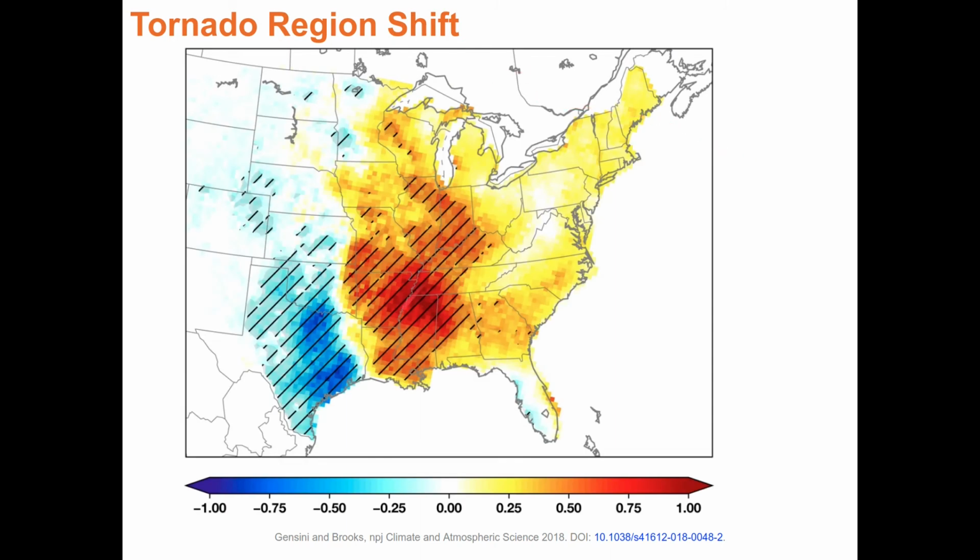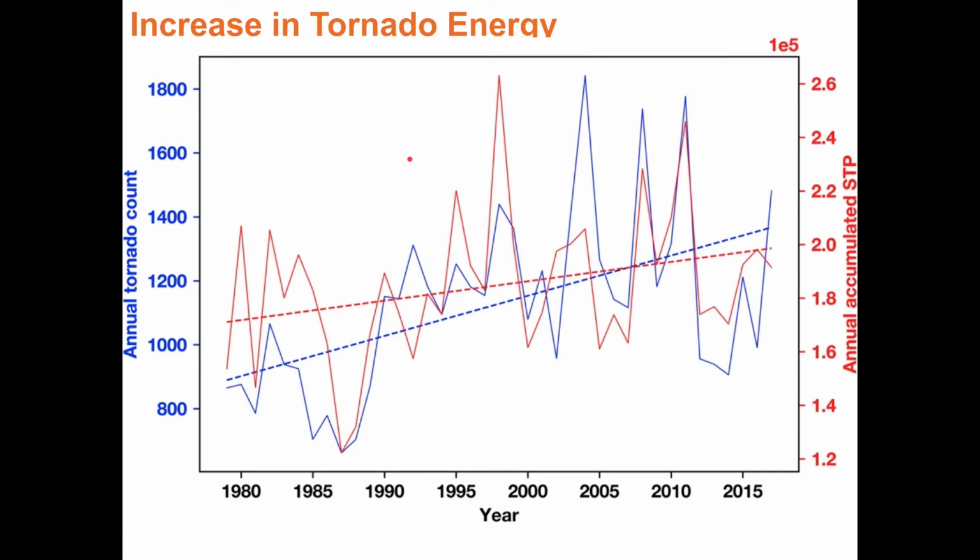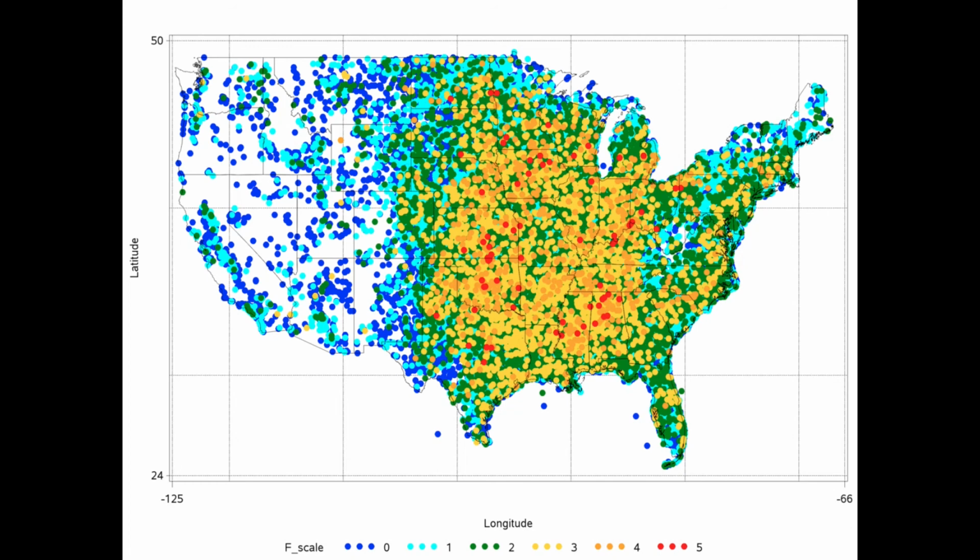And here's what I was talking about before. There's a demonstrated shift in tornadic activity from Texas over into Louisiana and Mississippi, Arkansas, Tennessee. There's been an increase in energy released by tornadoes. There's an increase in the number of tornadoes. All of this is associated with global warming. If you like tornadoes, you should live in the places with red dots.